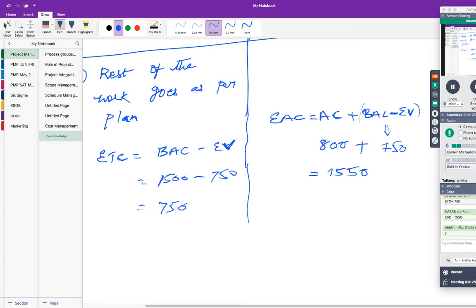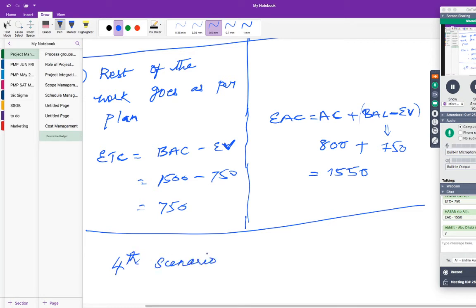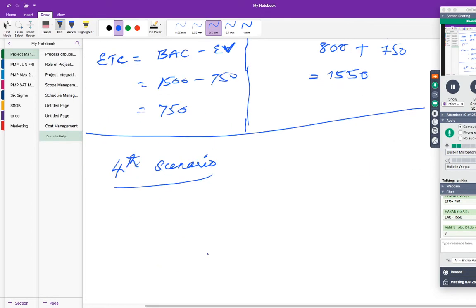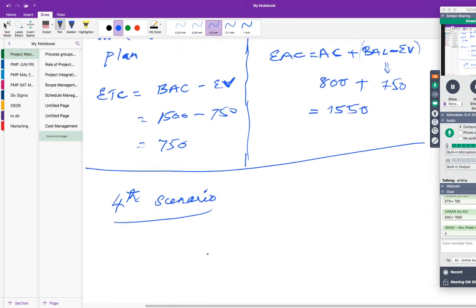So what is the fourth scenario, which is a very easy scenario? If you have any doubt, let me know. The fourth scenario is fundamentally flawed.